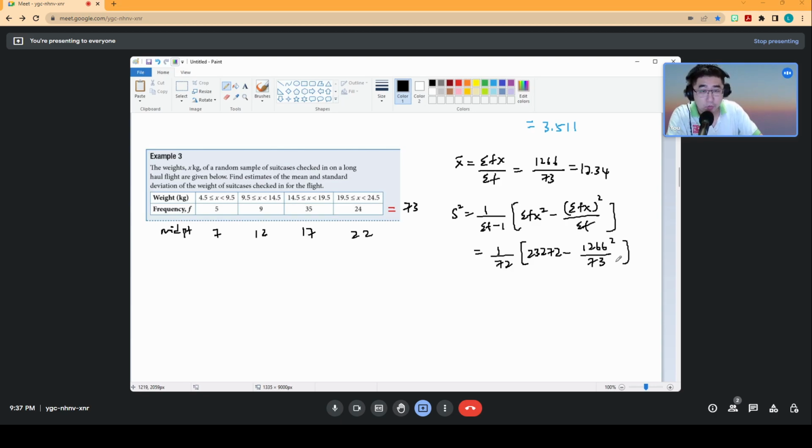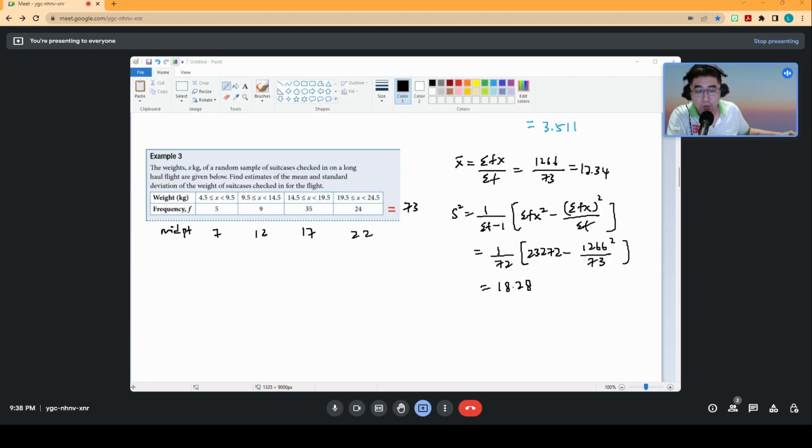Okay, manual calculation. 23272 minus 1266 squared divided by 73, okay, divided by 72. So I have 18.28 as your answer. So by now you should have an idea about how to actually get the answer of your calculation. So next, we want to look at some other formulas that you are expected to know.